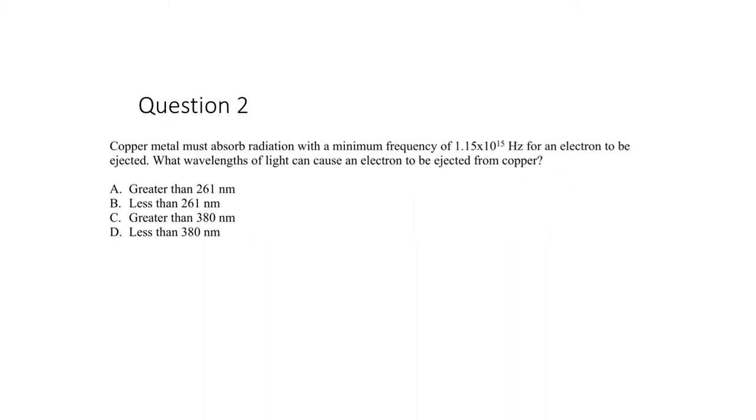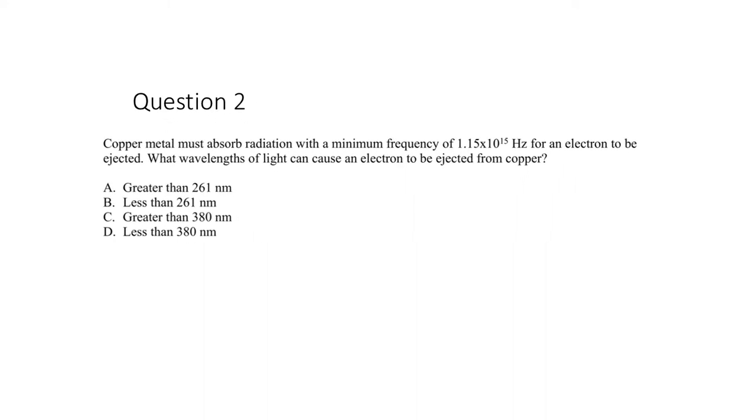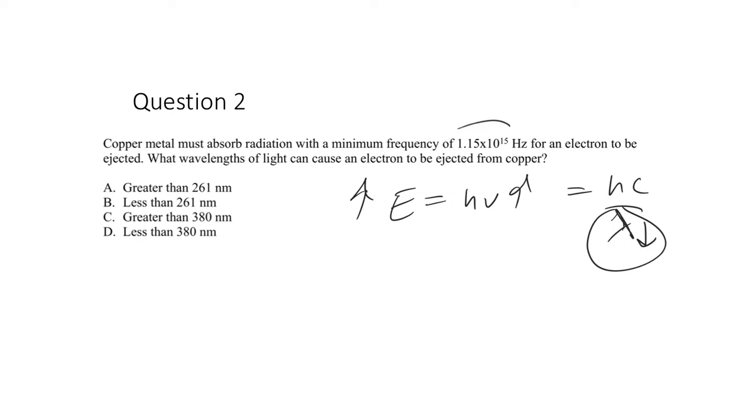Question 2, copper metal must absorb radiation with a minimum frequency of 1.15 times 10 to the 15 hertz in order for an electron to be ejected. What wavelengths of light can cause an electron to be ejected from copper? So the idea here is the energy is equal to h nu. As long as the energy is higher than this threshold, so long as we go to a higher frequency, then electrons can be ejected. If you go to hc divided by lambda, then we want to go to a lower wavelength. So lower wavelengths are greater energies. So we want to go to some lower wavelength, not some greater wavelength. So the answer should be B or D.